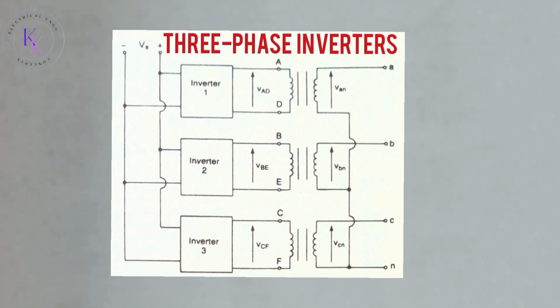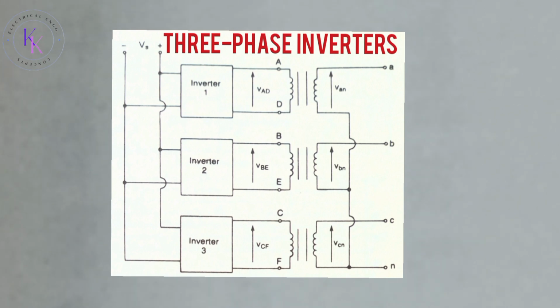Three-phase inverters. The three-phase inverters are normally used for high power applications. Three single-phase half or full bridge inverters can be connected in parallel as shown in this figure to form the configuration of the three-phase inverter. The gating signals of single-phase inverters should be advanced or delayed by 120 degrees with respect to each other in order to obtain three-phase balanced voltage.